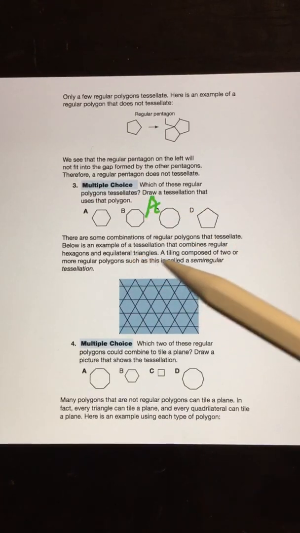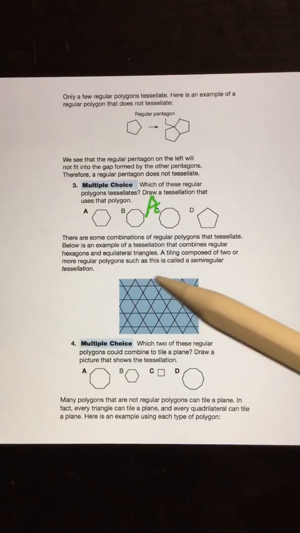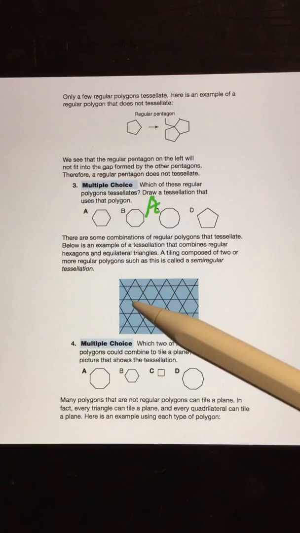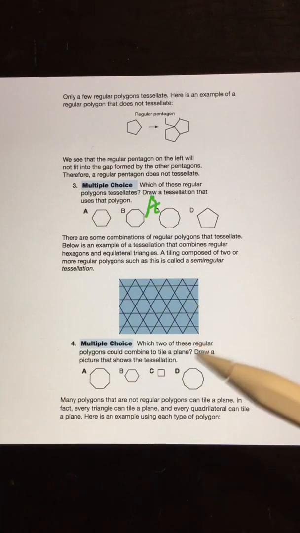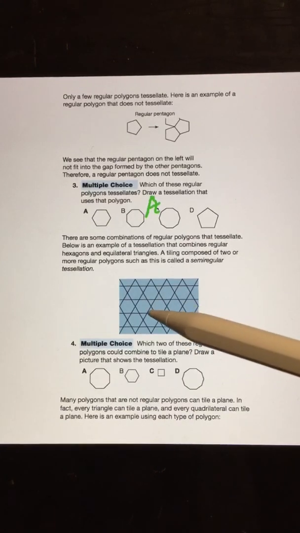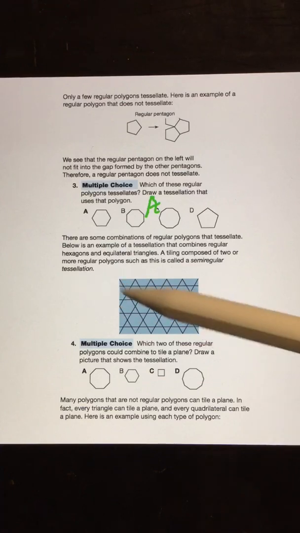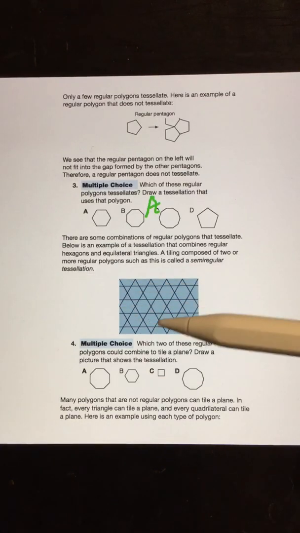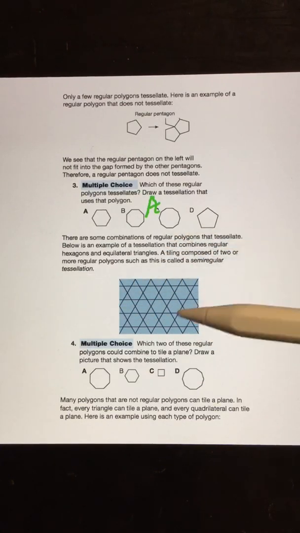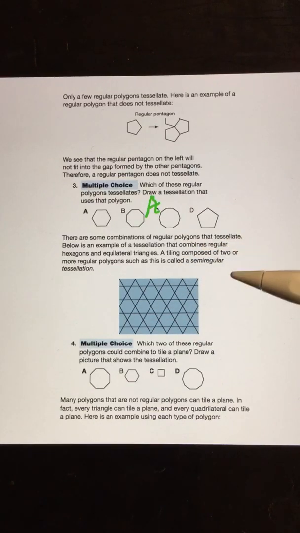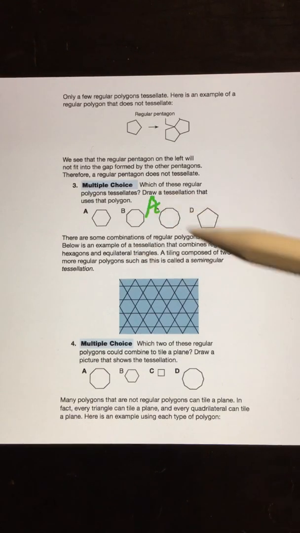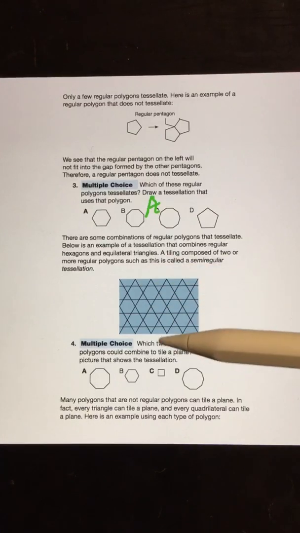There are some combinations of regular polygons that tessellate. So here we go. We have hexagons and equilateral triangles that come together in this shape, as we already looked at in our other example, and we will have more examples of this. A tiling composed of 2 or more regular polygons is called a semi-regular tessellation. A regular tessellation is just one regular shape tessellating over and over again.